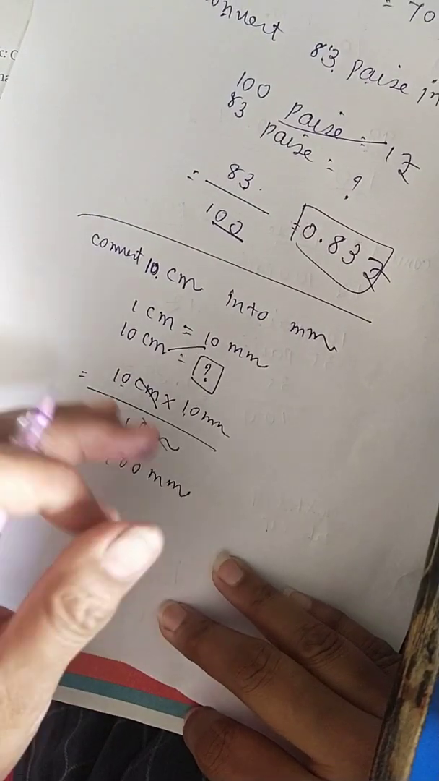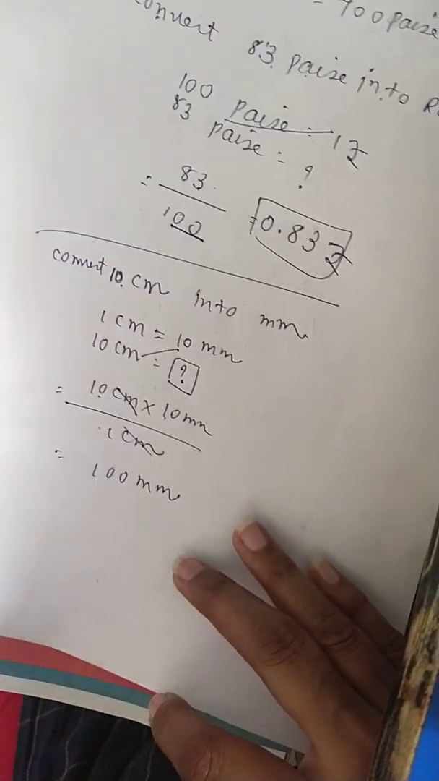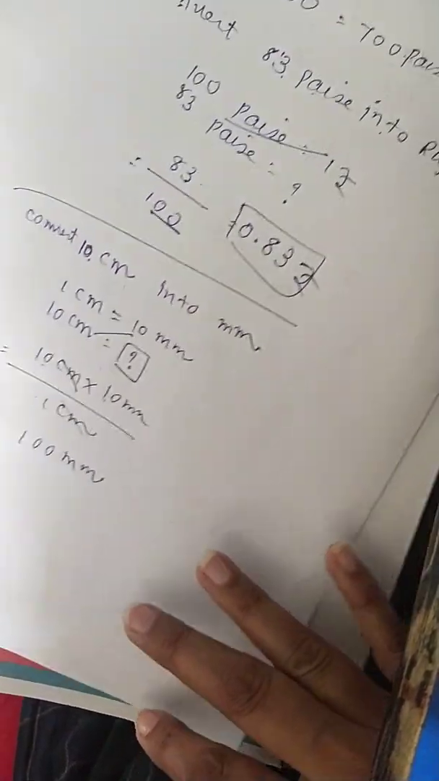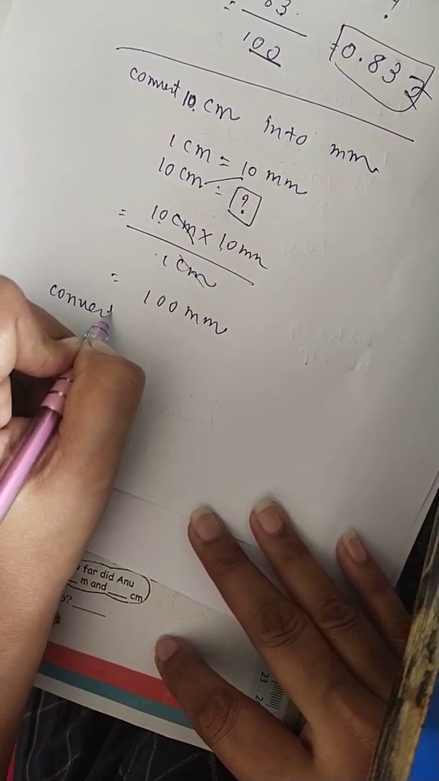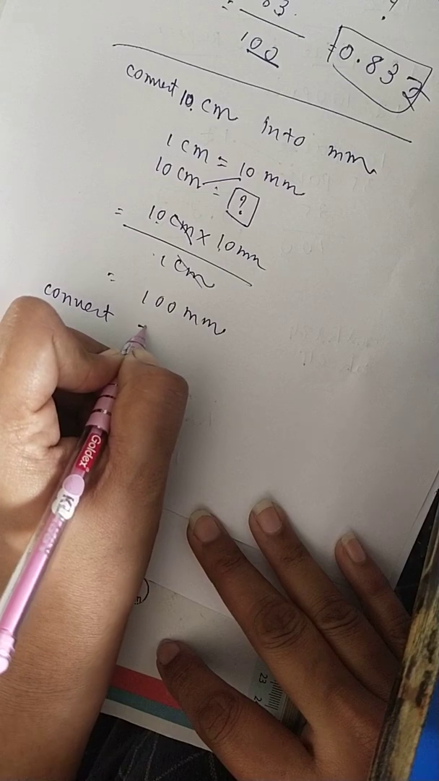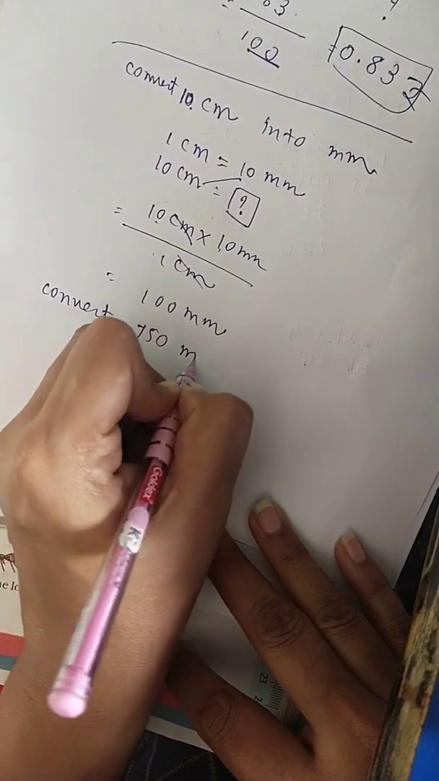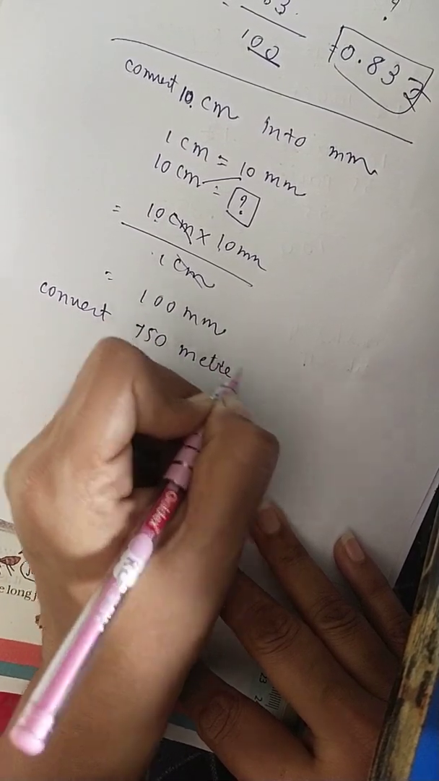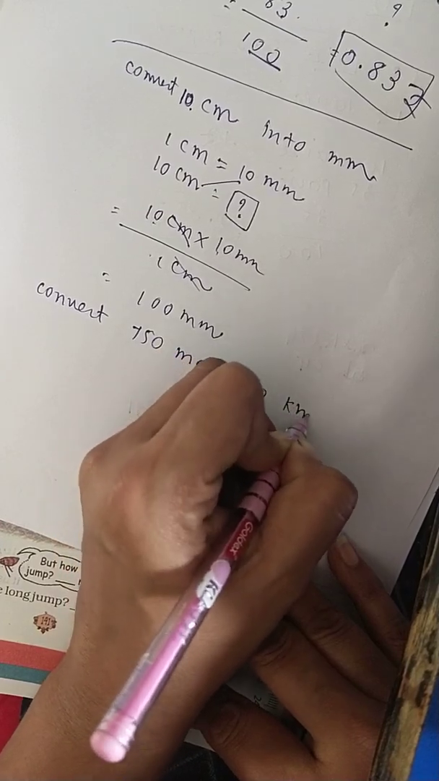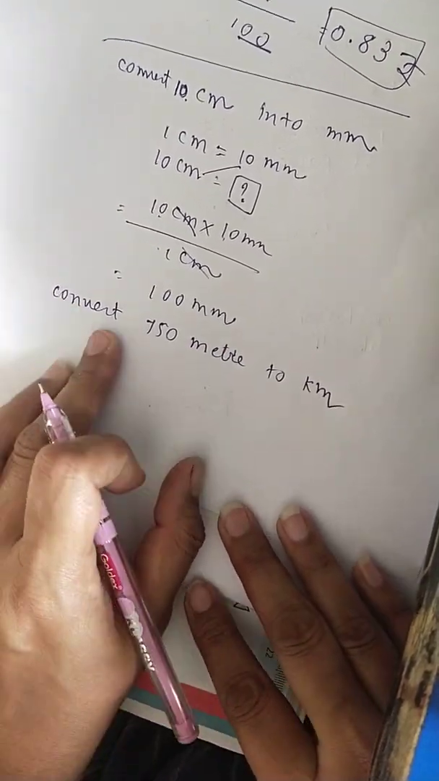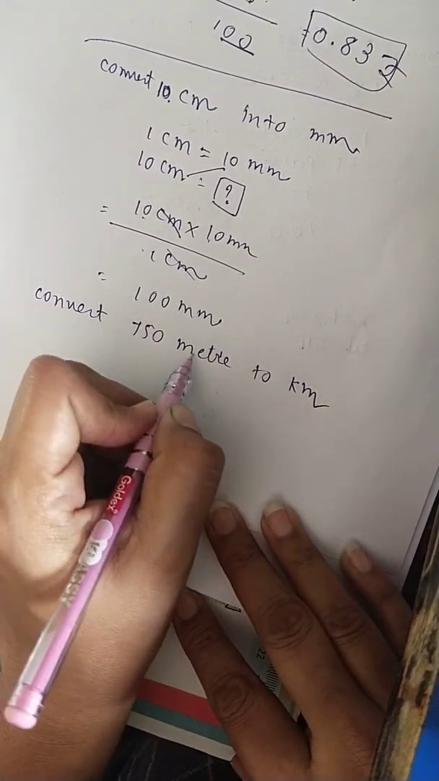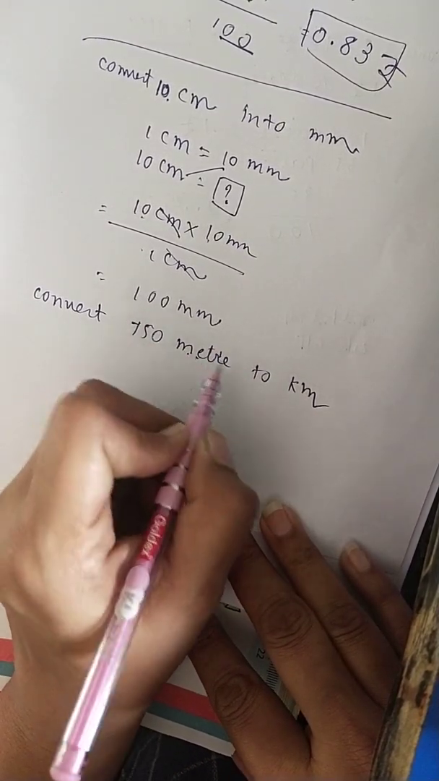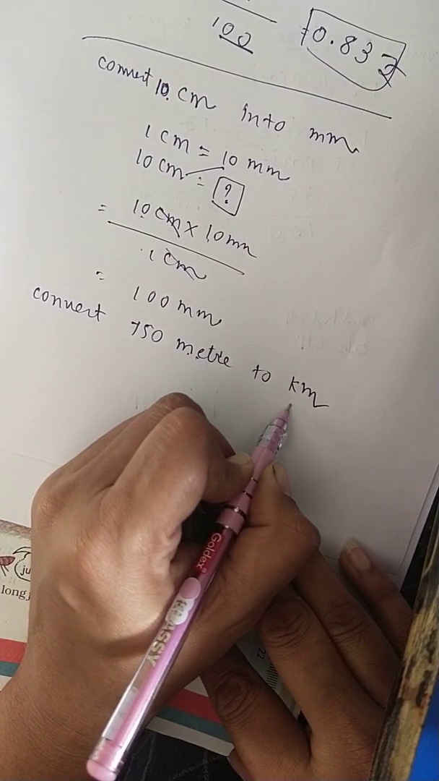Clear, students? So this way, if you want to convert meter to kilometer, convert 750 meter to kilometer. What do we have to convert? 750 meter to kilometer. So here meter is given. So 1 kilometer is equal to how many meter? 1000. You have to learn all these scales.